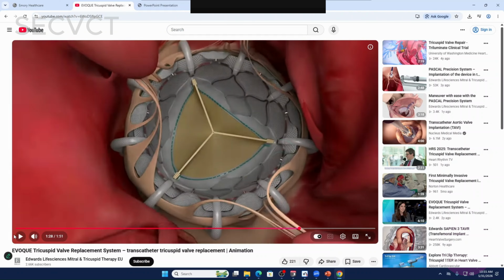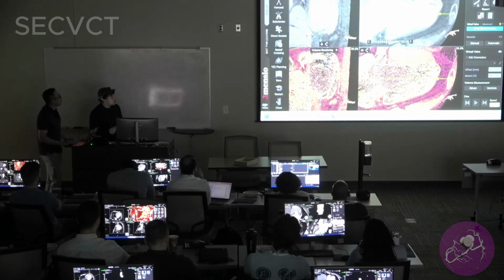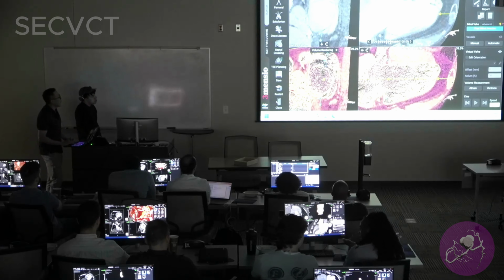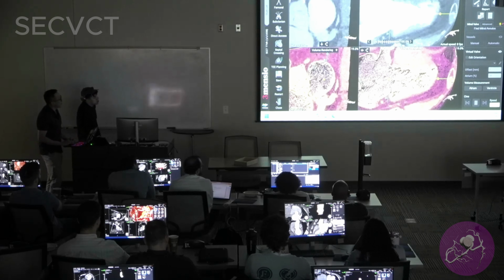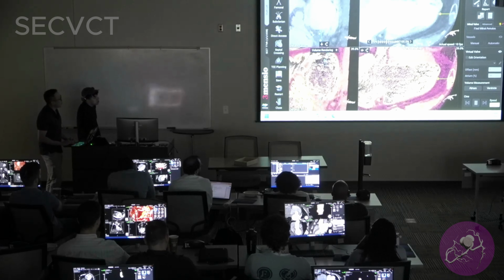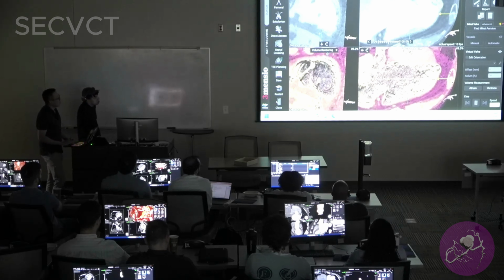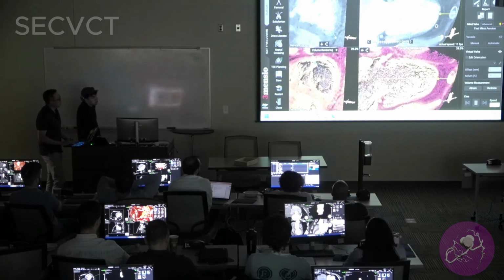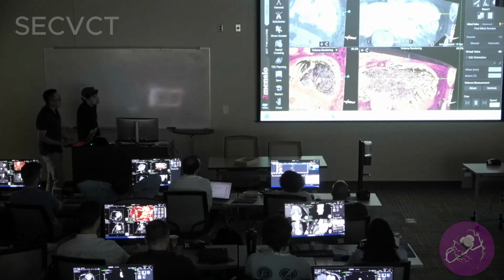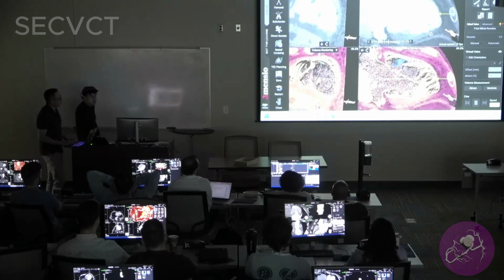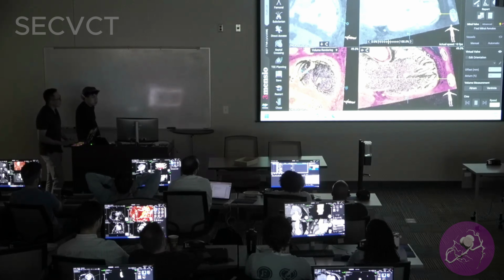And so moving back to the laptop here. Our job here is basically to define how big the annulus of the valve is going to be. At the same time, we're also looking at the health of the leaflet tissue to make sure there's nothing flail. We're also looking down into the right ventricle at the papillary muscles to see if there's some sort of large papillary muscle that might prohibit the valve from fully expanding.